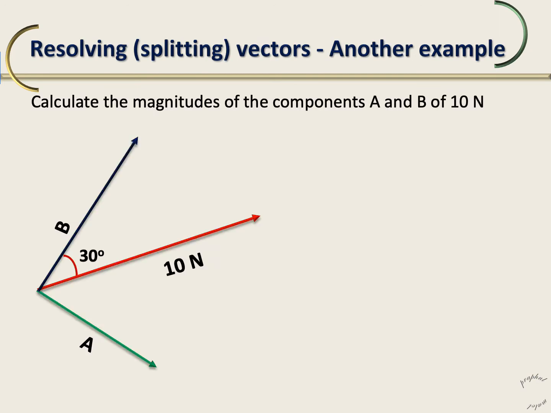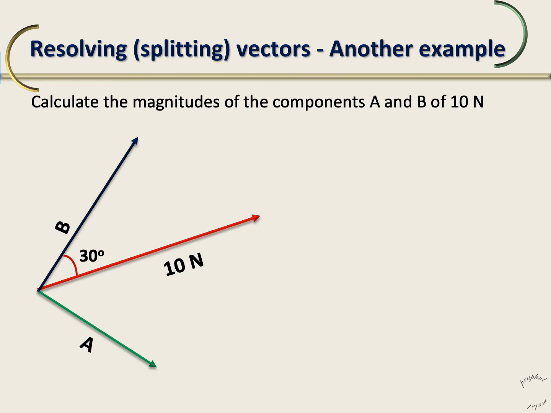Let's see another example. You are given a vector, 10 Newton is the magnitude of the vector, and a and b are two components. It means I have split the 10 Newton into two parts, a and b. We are going to calculate the value of a and b.